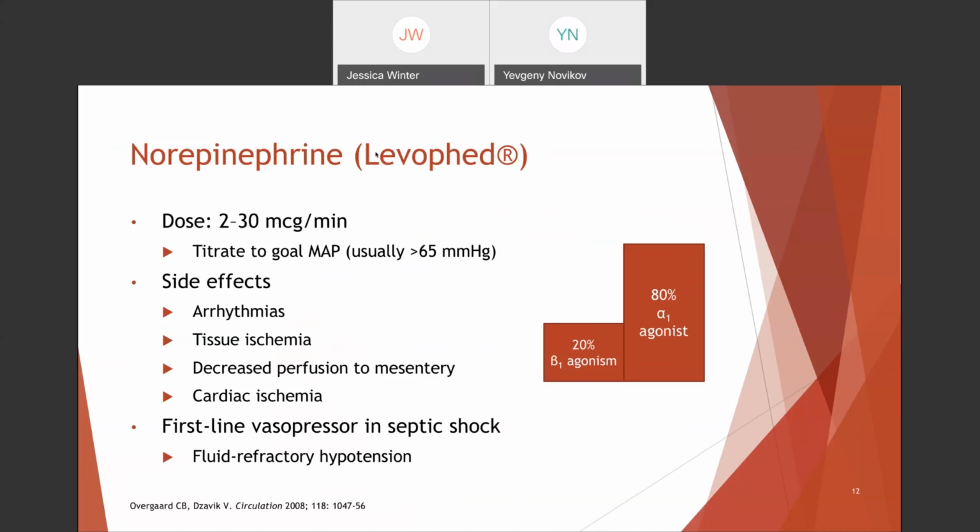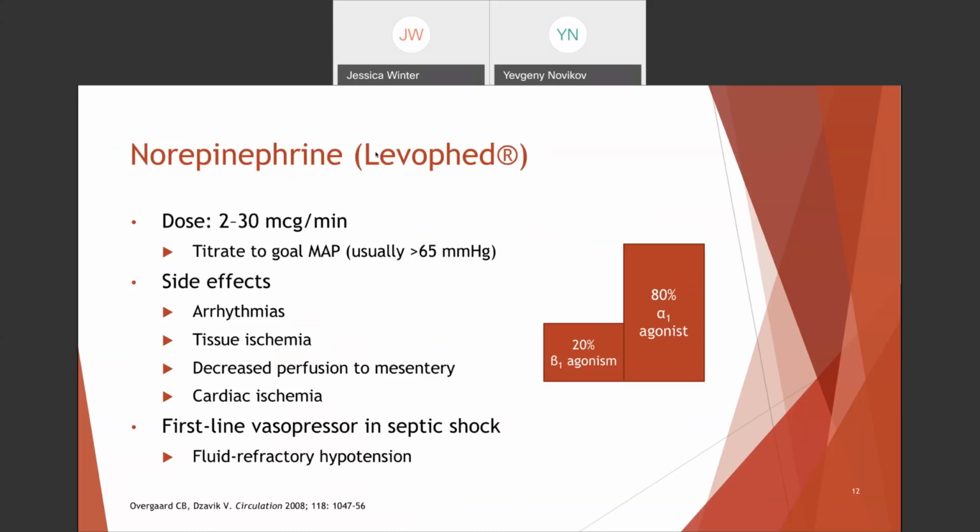But you do want to make sure that they're not fluid responsive, so you never want to put vasopressors on a patient before you've given them what's deemed to be a reasonable fluid challenge, which the Surviving Sepsis guidelines, if we're talking about septic shock, define as somewhere around 25 to 30 mLs per kilogram.